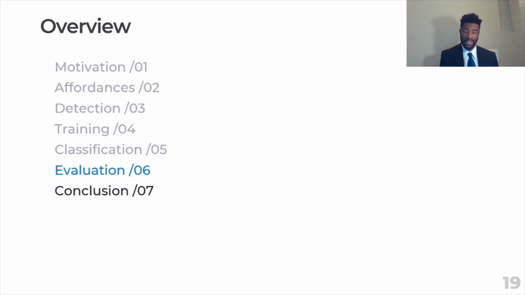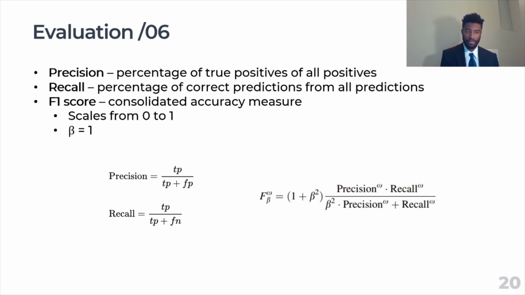So now let's get into the evaluation of these detection methods. Some general statistics that most of these approaches use are precision, recall, and F1 score. Precision is the percentage of true positives out of all positives, recall is the percentage of correct predictions out of all predictions, and the F1 score is a consolidation of those two previous measures to output an accuracy measure. F1 scales from 0 to 1, with 0 being a completely inaccurate model and 1 being a perfect model.